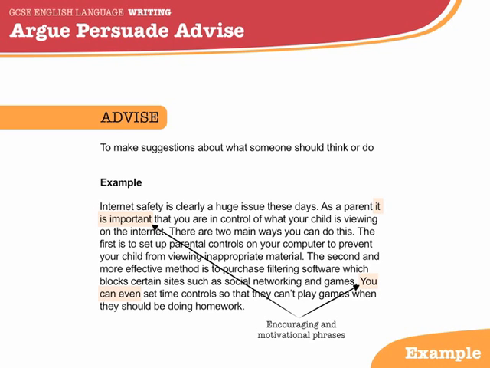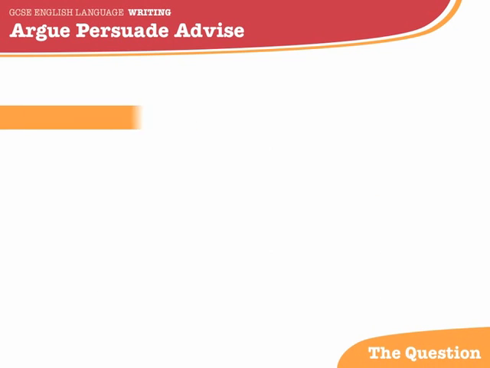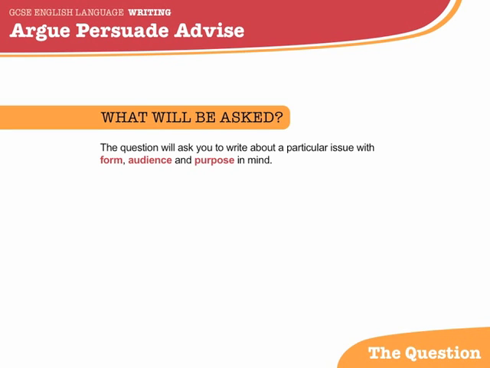So, having looked at the 3 styles of writing, we now need to look at what will be asked in the exam. The question will ask you to write about a particular issue with form, audience and purpose in mind. Form means the type of text you'll write. This might be a letter, article for a newspaper or magazine, a report or a speech, etc. You will need to follow the rules of the form you are asked to write in. For example, you would end a letter in a completely different way to a speech.